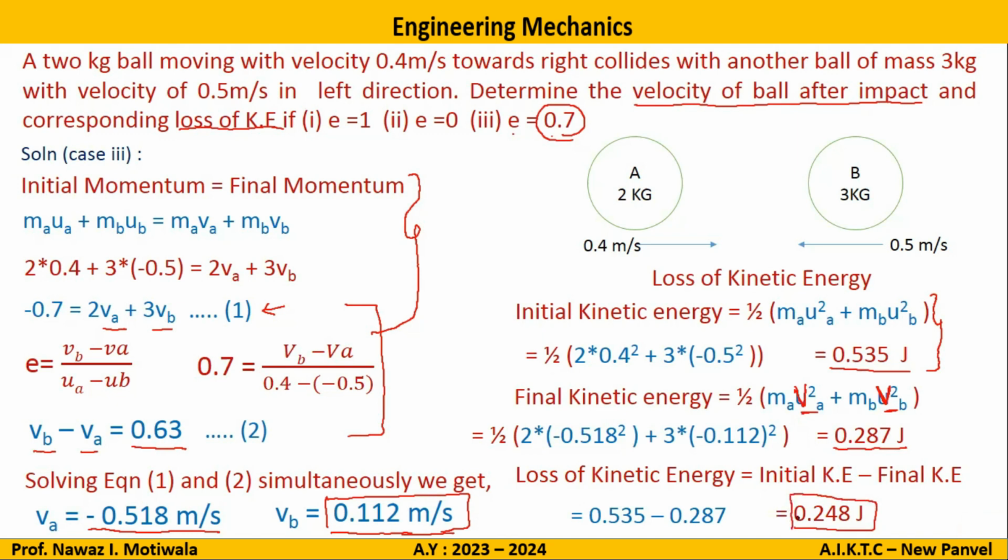So with this we have completed all the three cases wherein E is equal to 1, that means perfectly elastic bodies, E is equal to 0 wherein the bodies are perfectly plastic, and third wherein E was given to us as 0.7 where the bodies are neither purely plastic nor perfectly elastic. And we have found out the values of velocities of ball after impact and the corresponding loss of kinetic energy as required in the question.